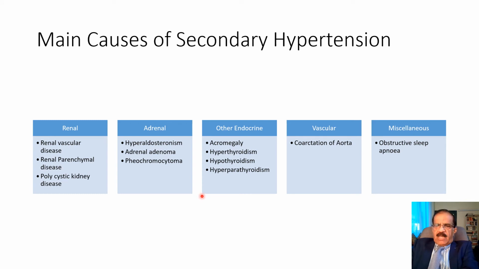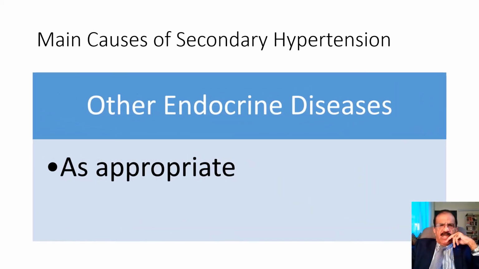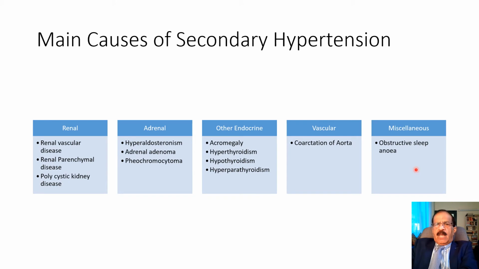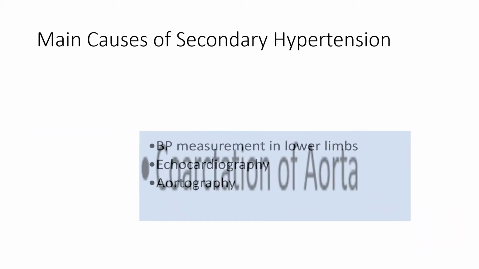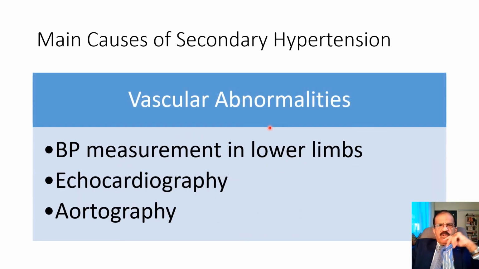Now, other endocrine causes. Since this is a big group, I will not be able to discuss every detail. Depending upon whether you suspect hyperparathyroidism or hypothyroidism, you do that investigation accordingly. Then miscellaneous, no, sorry, I think vascular abnormalities. Coarctation of aorta is an important condition.